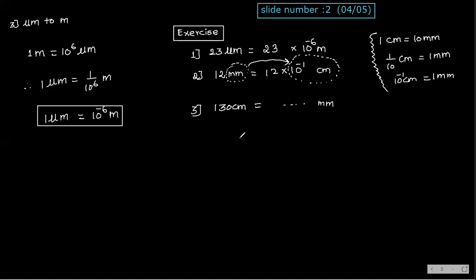13 into 10 power 2, or even 130 into 10 power 1 millimeter. Why? Because this is centimeter to millimeter. So positive power, always keep it in mind: when you are going from bigger to smaller unit, positive power.